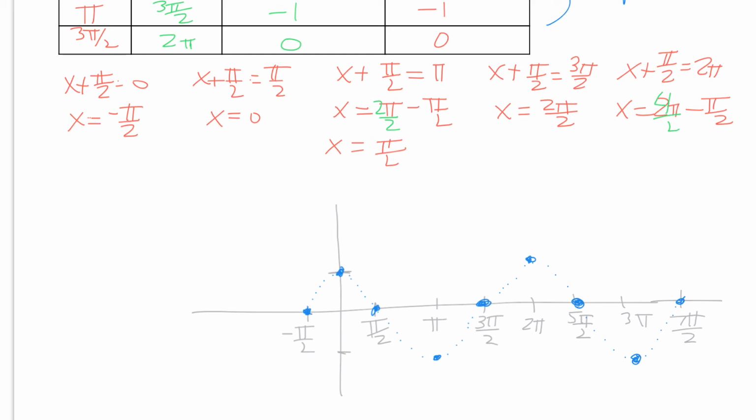Now to draw in my cosecant graph, I'm going to put asymptotes whenever the sine graph is 0, because this is when the cosecant is undefined. So let's go ahead and draw in those asymptotes. Asymptotes should always be dotted.